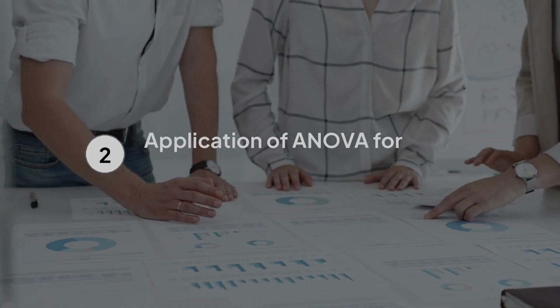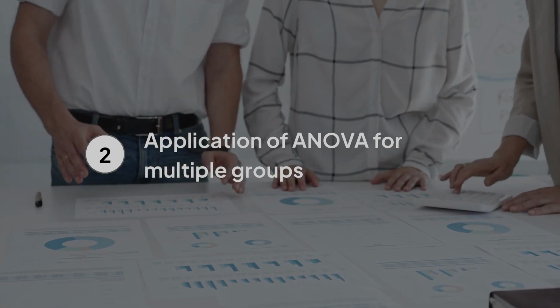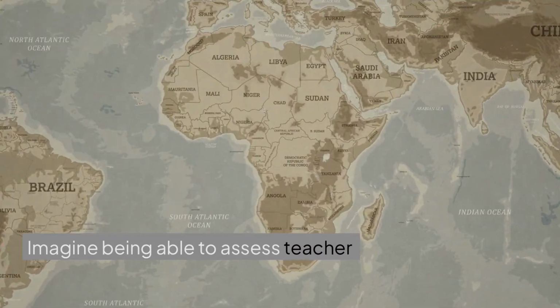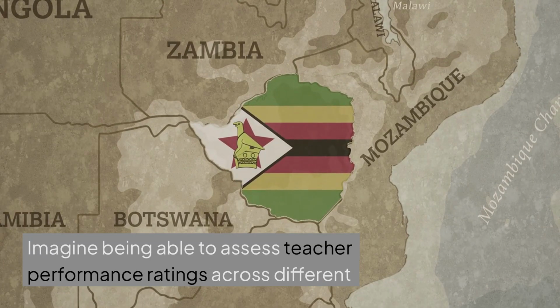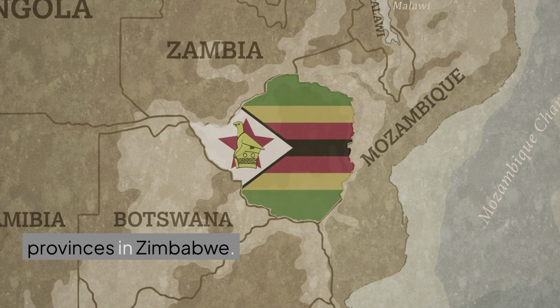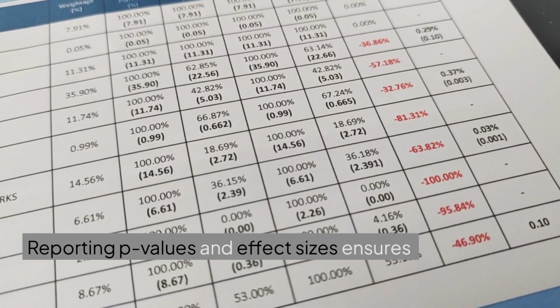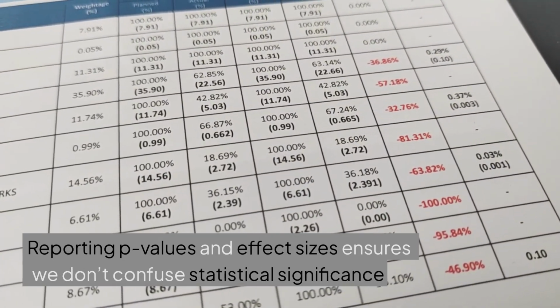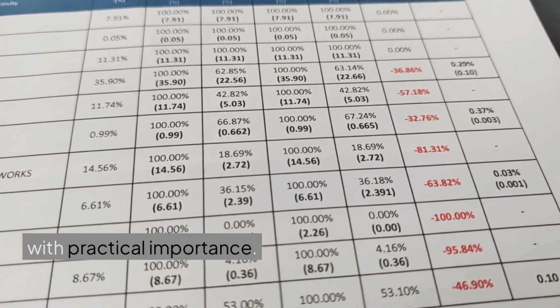We can also use ANOVA for comparing more than two groups. Imagine being able to assess teacher performance ratings across different provinces in Zimbabwe. Reporting p-values and effect sizes ensures we don't confuse statistical significance with practical importance.